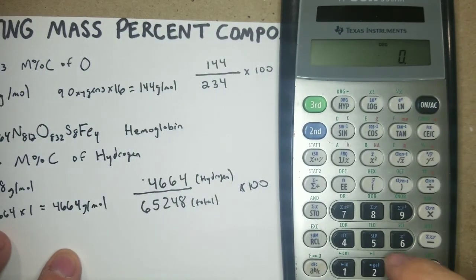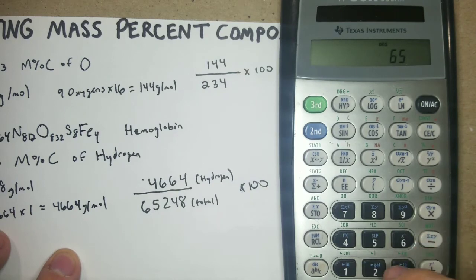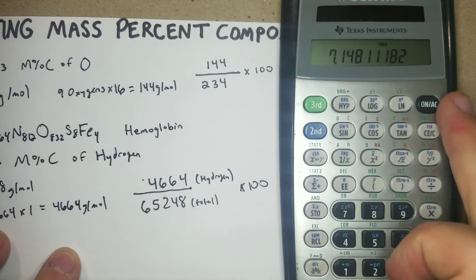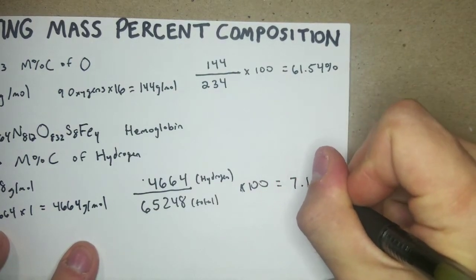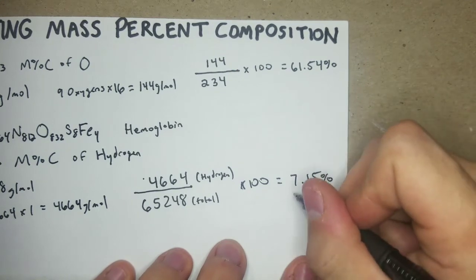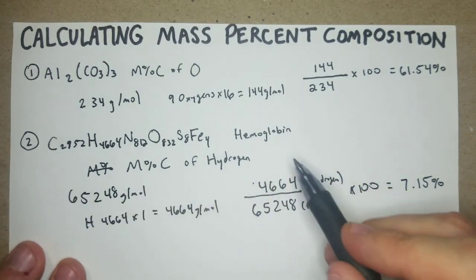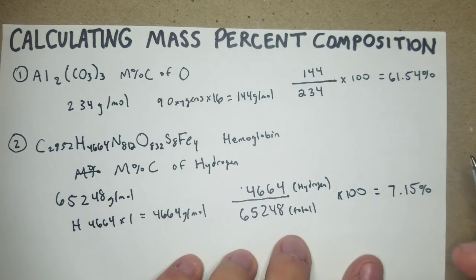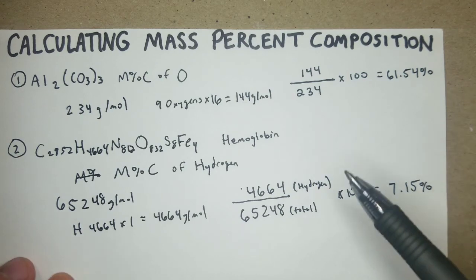So we have 4,664 divided by 65,248 equals that, times 100. We get 7.15%. And that means that of this whole molecule of hemoglobin, 7.15% of its total mass is from hydrogen.